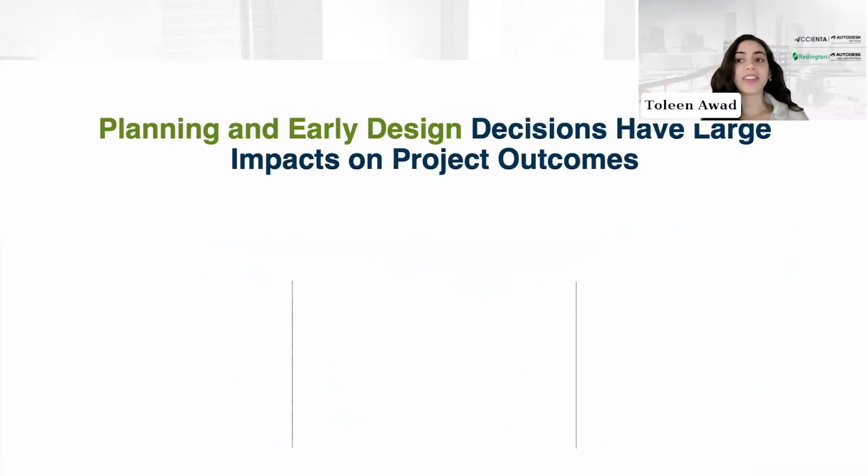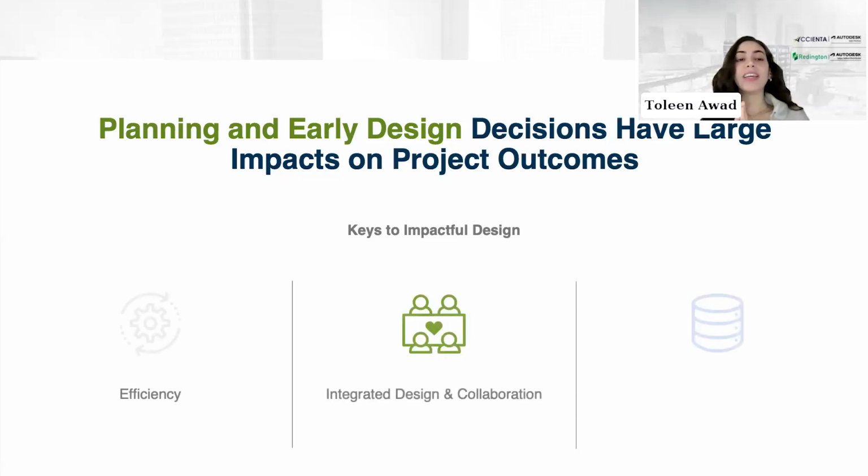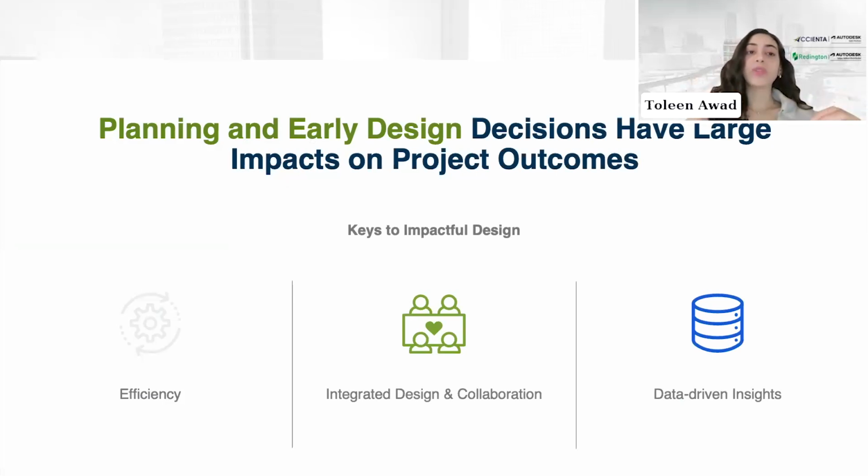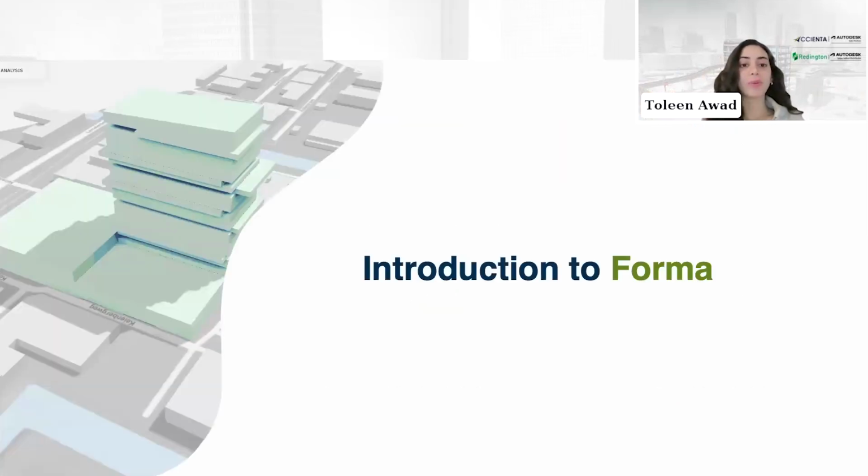Now, planning and early design decisions have very large impacts on project outcomes, as we said. Now, there are three keys to impactful design. First, we have efficiency. We also have integrated design and collaboration. And lastly, data-driven insights. So what do we mean by that? Basically, with these three keys to impactful design, we got to the point where Forma was created. How can Forma help us achieve all of these three keys to impactful design? So now we're going to introduce you to Forma, the software we will be talking about. Next, please.